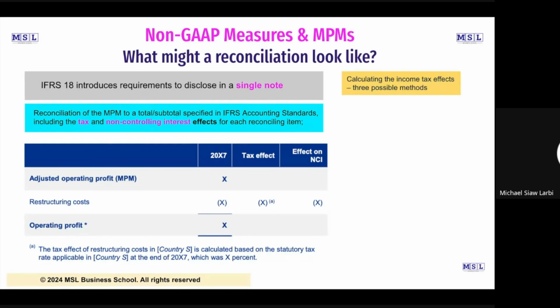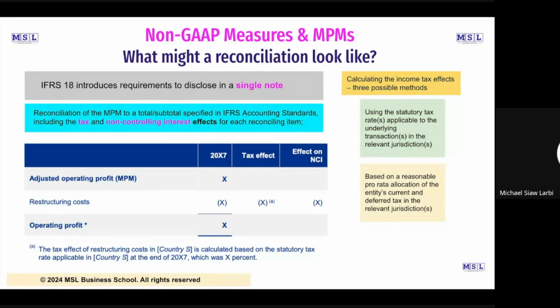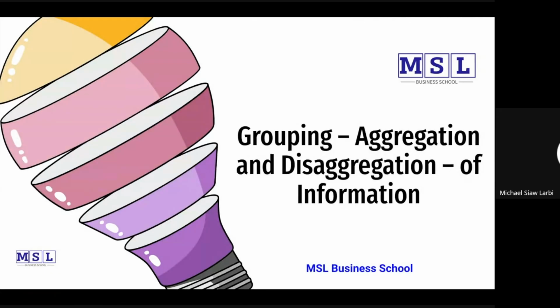Regarding the tax, there are three possible methods of computing the tax effect. You could use statutory rates in the jurisdiction. You could use a pro rata, current and deferred tax. It depends if there is such. You could also use any other method that gives you a more consistent presentation, right? But obviously, you need to disclose which one you went for the tax effects. This is quite technical, so we can't spend too much time on this, right? So that's it about MPMs.